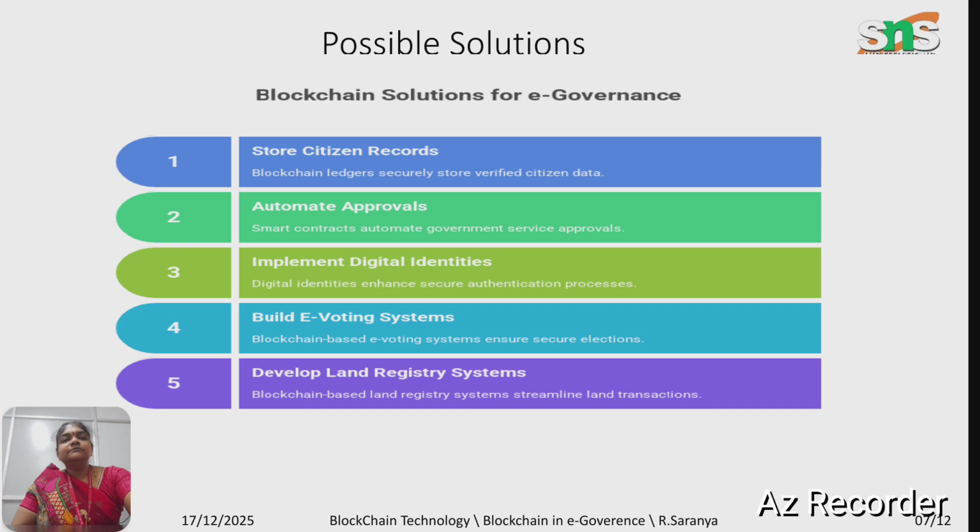So what are the possible solutions which can be given using blockchain for e-governance? The blockchain ledger securely stores the data of the citizens. The small types of approvals which are required can be automated through smart contracts, and digital identity can be implemented using a secure authentication process. E-voting systems can be implemented using blockchain since it gives a secured election, and a land register system can also be executed using blockchain, which will streamline land transactions and decrease fraud.